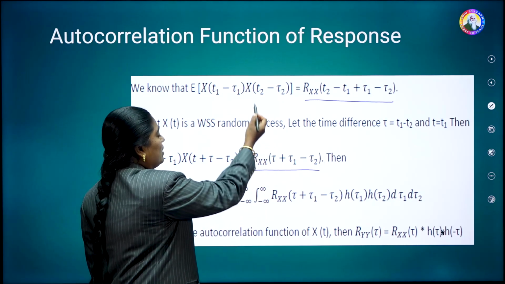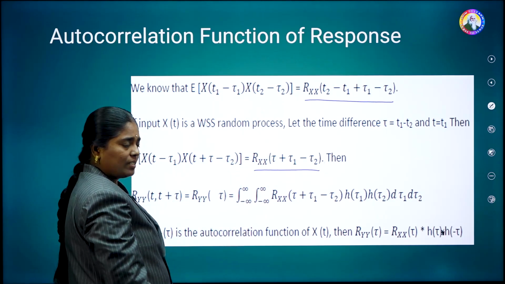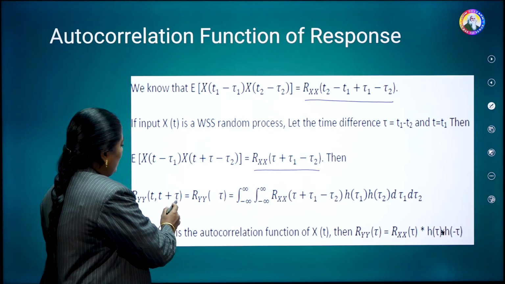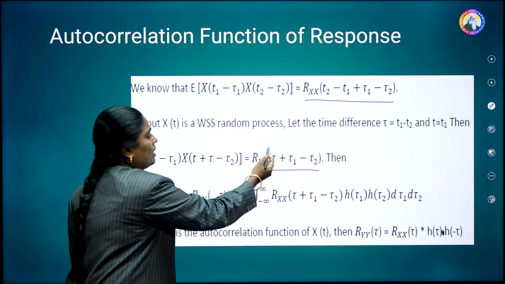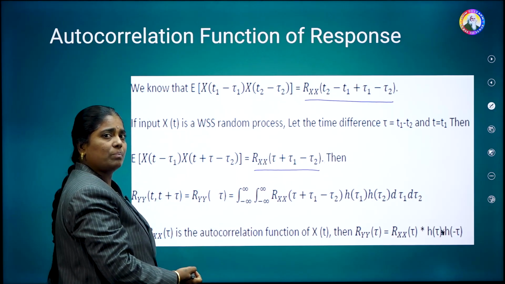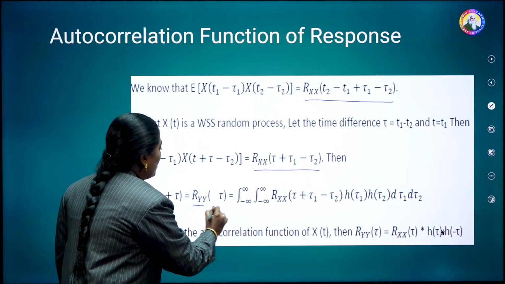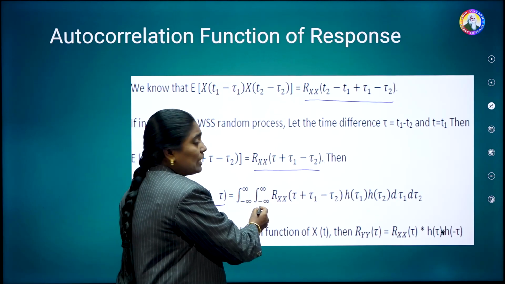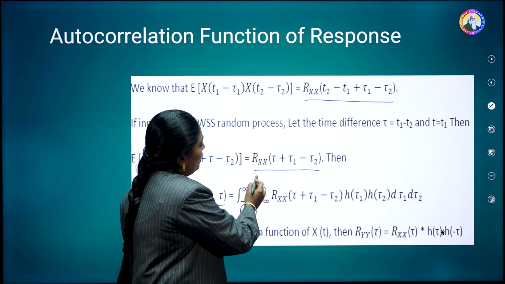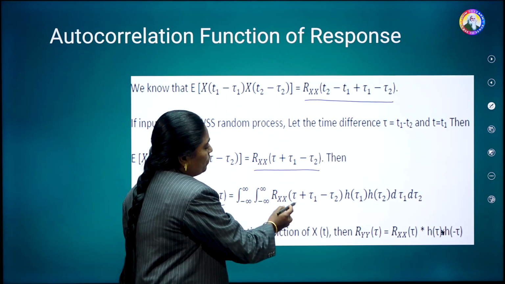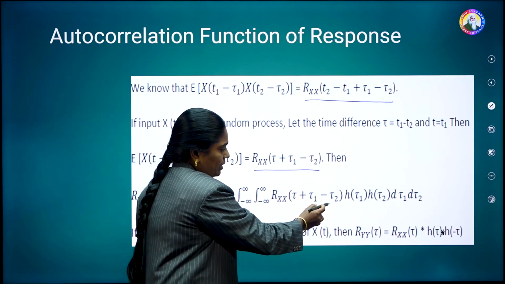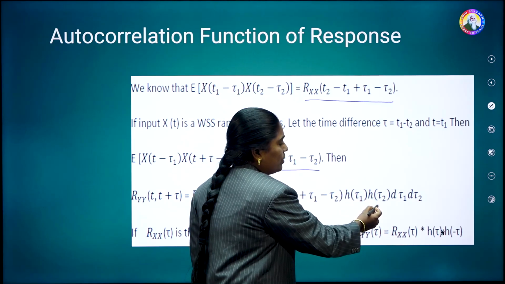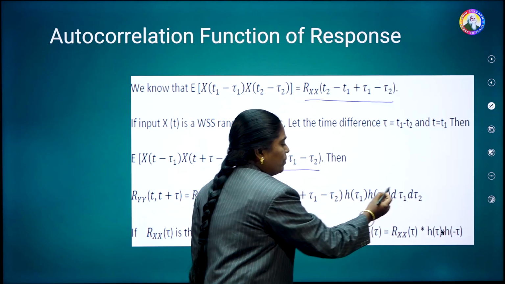Substituting this in the previous equation, we are going to get ryy of t comma t plus tau, and here you can see only tau is there. That's why this can be simply written as ryy of tau, which is equal to the double integration from minus infinity to plus infinity of rxx of tau plus tau 1 minus tau 2 into h of tau 1 into h of tau 2 d tau 1 d tau 2.